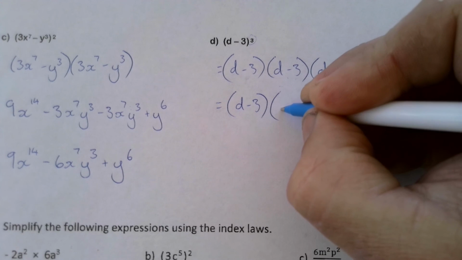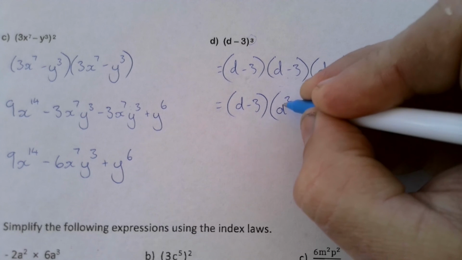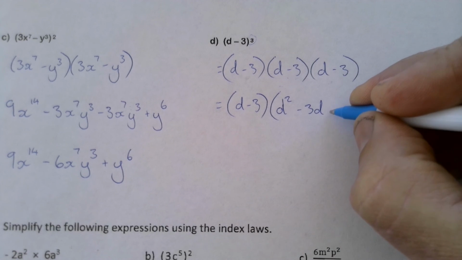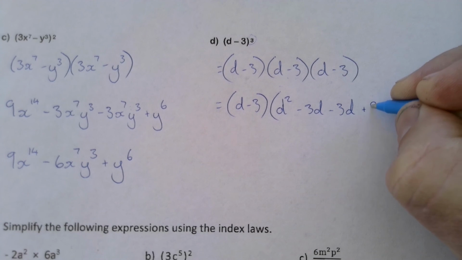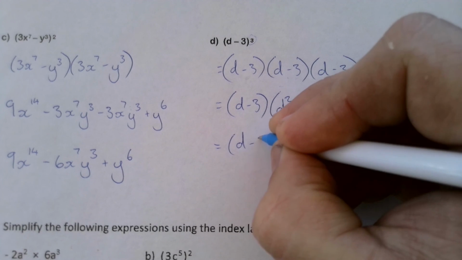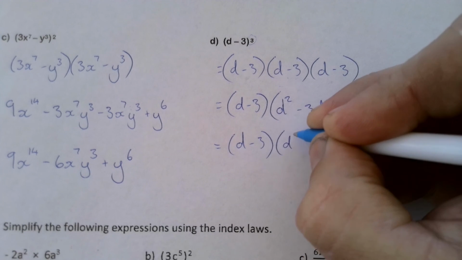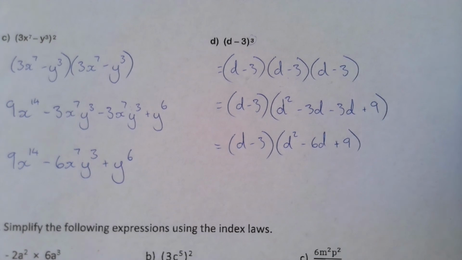So d times d makes d squared. D times negative 3 makes minus 3d. Minus 3 times d makes minus 3d, and minus 3 times minus 3 makes 9. I'm going to collect my like terms just so that there's not too much work to do here. Now I can solve this by saying this times this, this times this, and so on, and then collecting up any like terms that there might be.